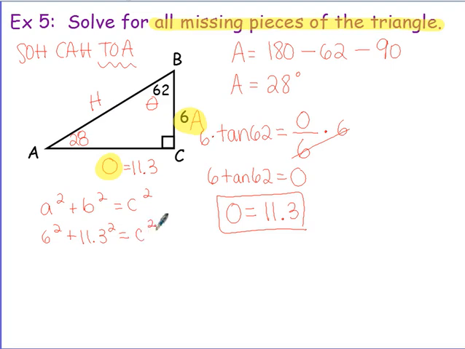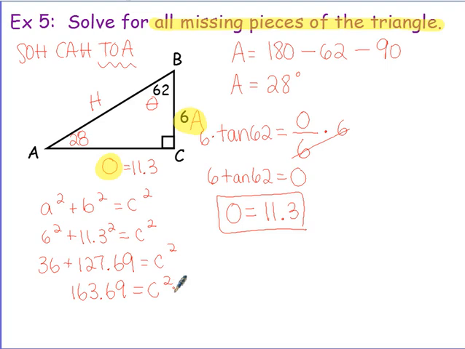So 6 squared, of course you don't need a calculator for that, is 36. 11.3 squared is 127.69. Of course, next we need to add those two numbers together. So when you add those together in your calculator, you get 163.69. So then the final question is, how do we get rid of the square?